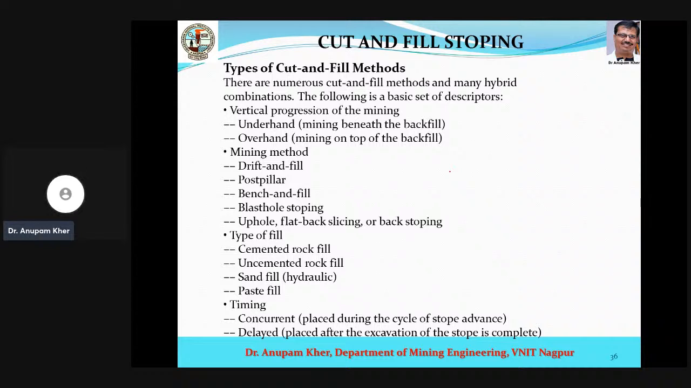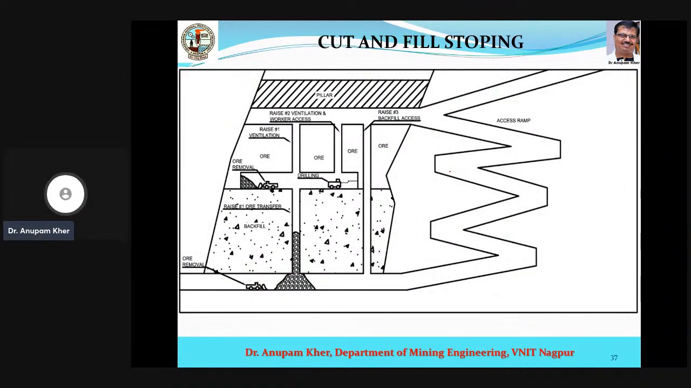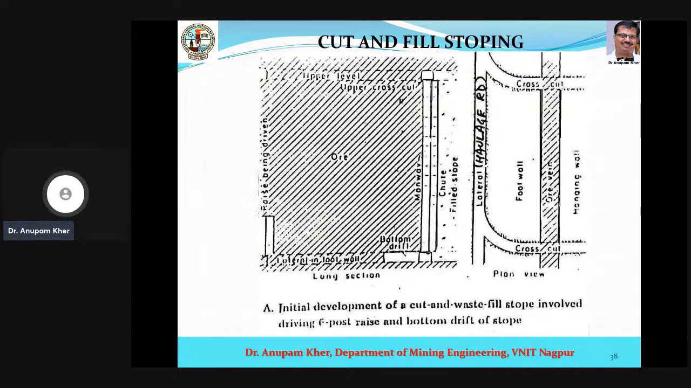The first method is called cut and fill, and there are so many combinations of cut and fill method which are shown here. Okay, so you can just look at it. As the name says, cut and fill. In earlier days it used to be an underhand stoping method, but now it is predominantly an overhand stoping method. You can see that the stoping starts from the lower level here. The bottom level is here and the upper level is here. Now we'll create one raise and winze to create the boundary here.